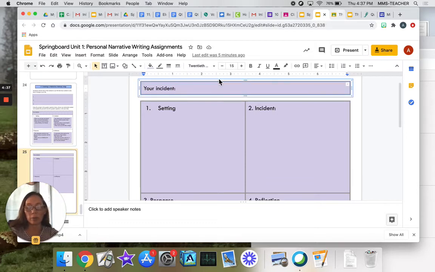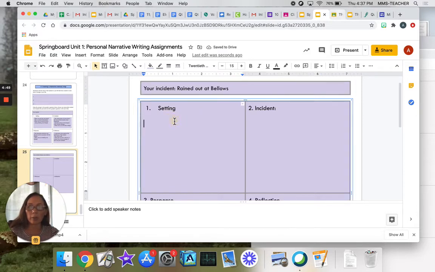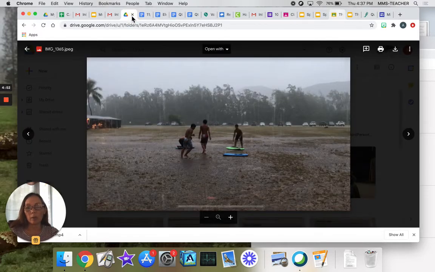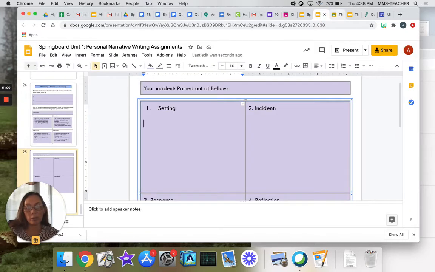So I'm going to say, rained out at Bellows. Okay, so the setting, you can tell we're not at home. This is actually Bellows Beach. So Bellows Beach, that's a group campsite.